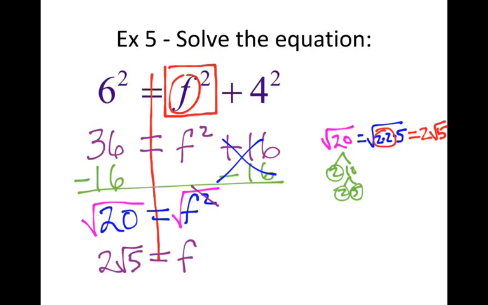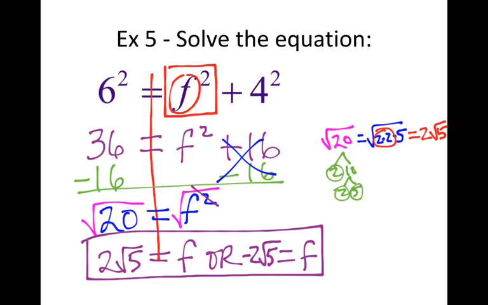Now, got to do one more thing here. Remember, when we have an equation with a square in it, we're going to get how many answers? 2 answers. So the other answer, we're going to say, or F equals what? Negative 2 square root of 5. So just like when we did the square root of 100, we got positive 10 or negative 10. When we do the square root of 20, we get positive 2 square root of 5 or negative 2 square root of 5. Box your answer.